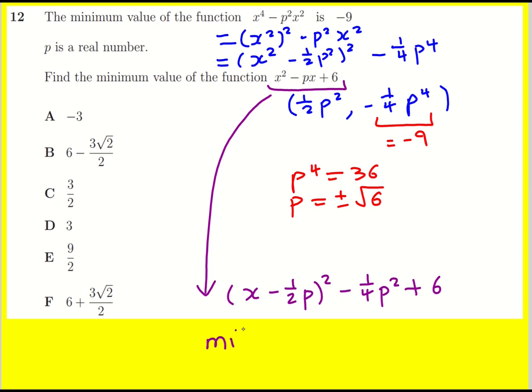So the minimum is equal to 6 minus a quarter p squared, which is 6 minus a quarter times 6, which is 6 minus 6 over 4, or 3 over 2. And that ends up being 12 over 2 minus 3 over 2, so 9 over 2.